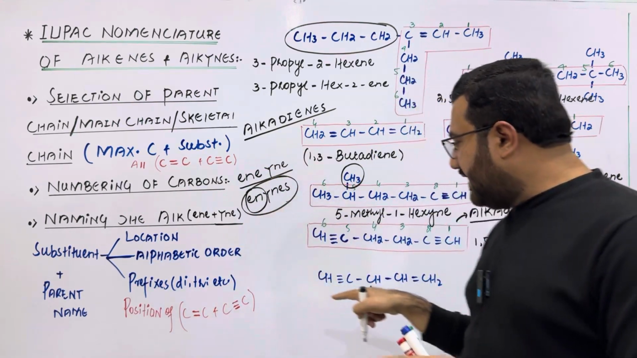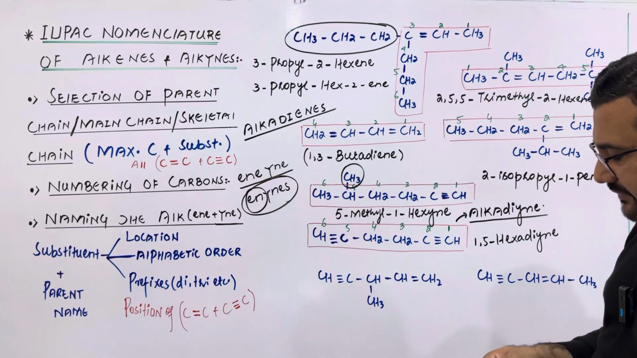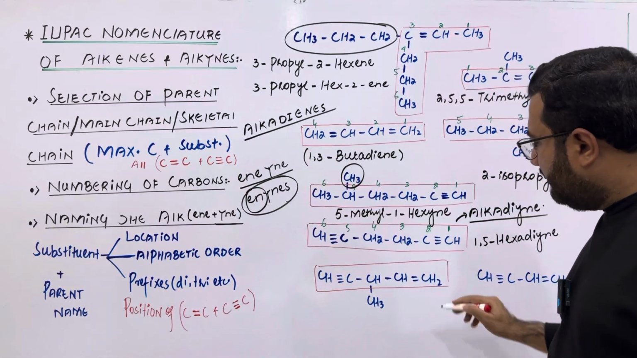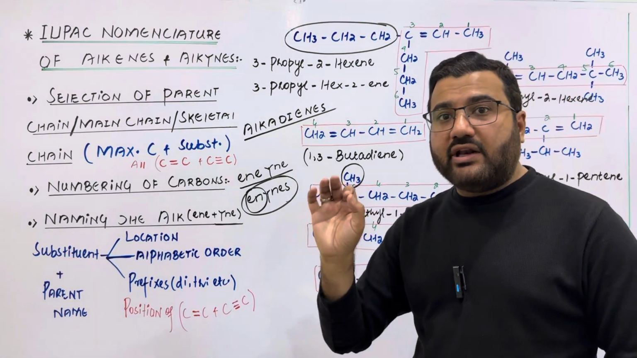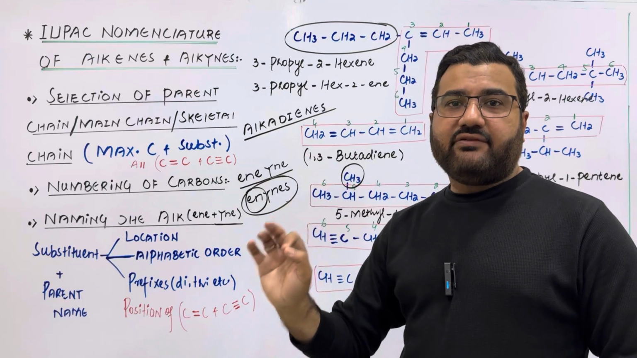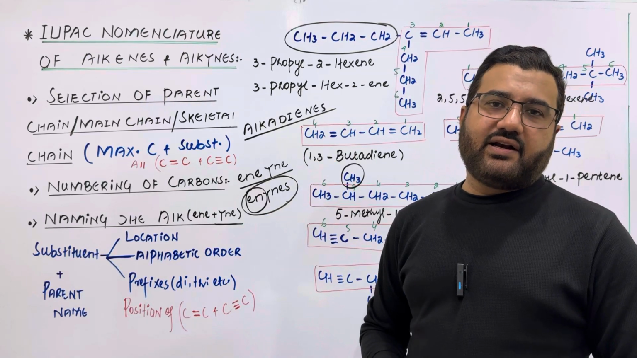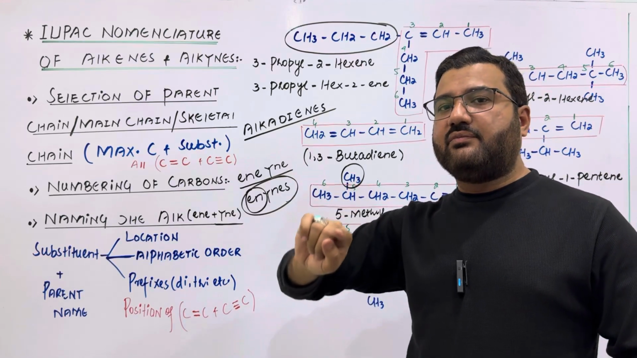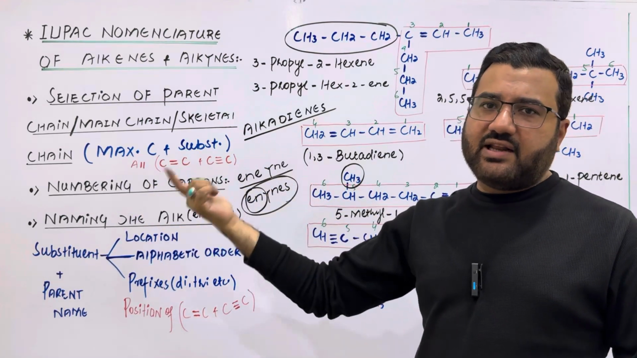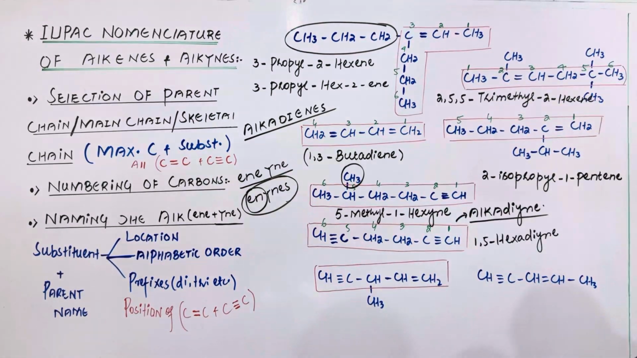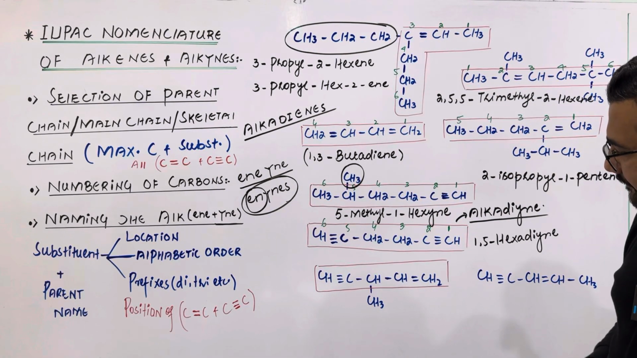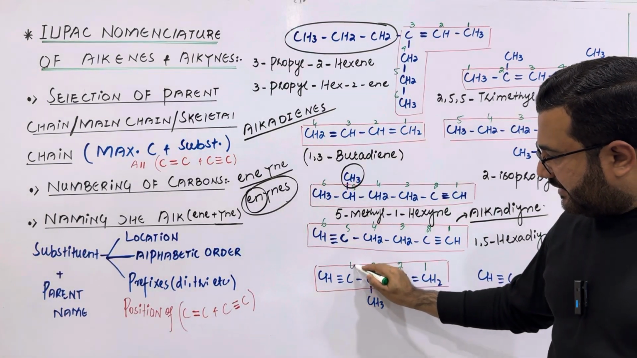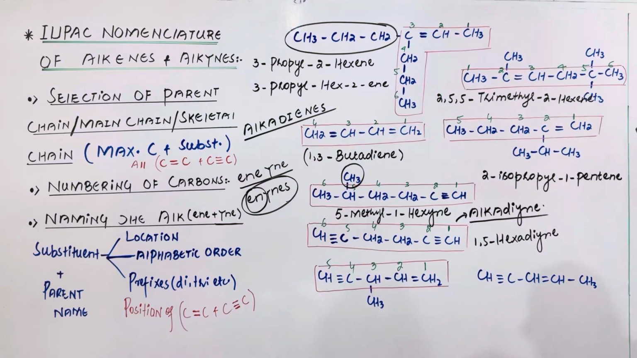It means that when you are numbering the parent chain, you will start from that end where the double bond is nearer, only if the double and triple bond are at equal distance. But if they are not at equal distance, then you will start numbering from that end from where the double or triple bond, any of these, is nearer. In this case, this one will be first carbon, second carbon, third carbon, fourth carbon, and fifth carbon.